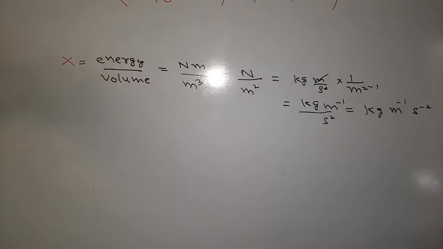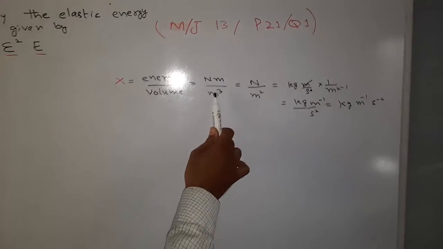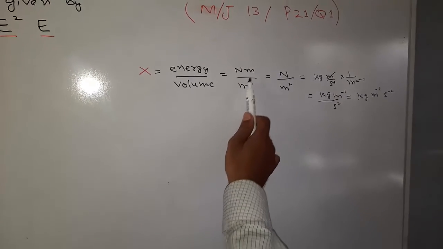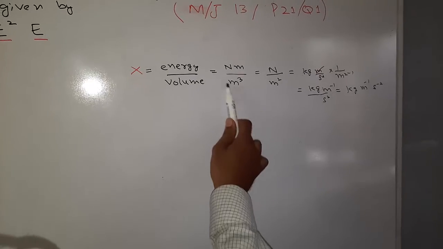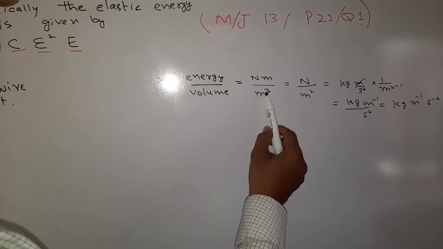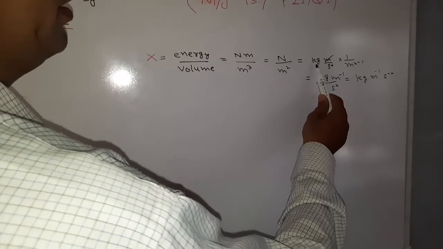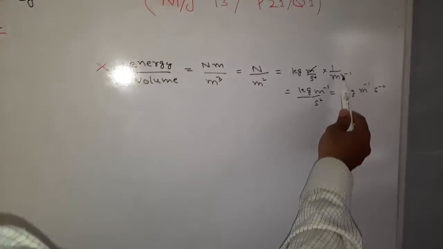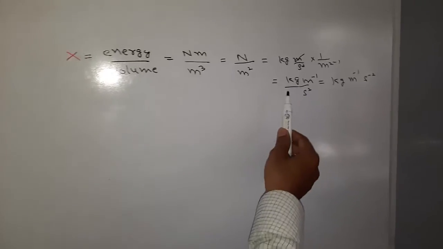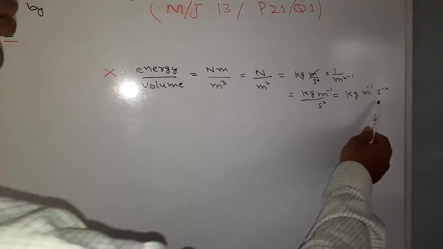So X is basically elastic energy per unit volume. Energy has the base unit Newton meter, and we can transform it easily, while the volume has the base unit meter cubed. So Newton meter is cancelled out, and only meter squared is left. Newton we can represent as kilogram meter per second squared, and 1 over meter squared we do have. The powers are subtracted. So finally the energy stored per unit volume comes out to be kilogram per meter per second squared.